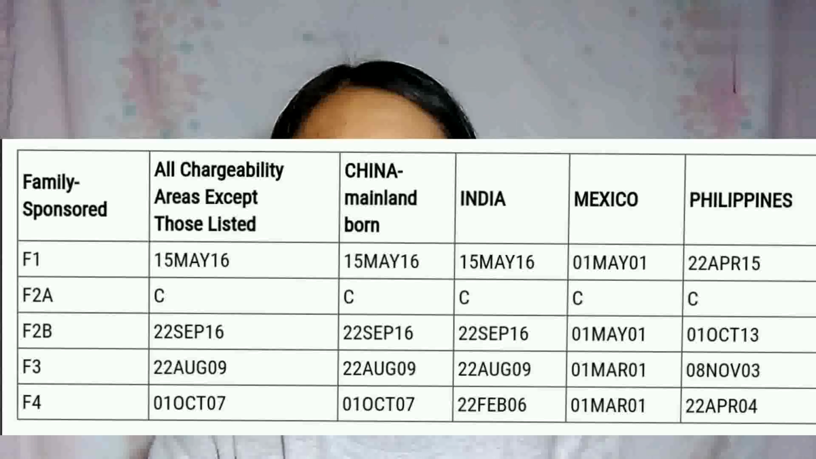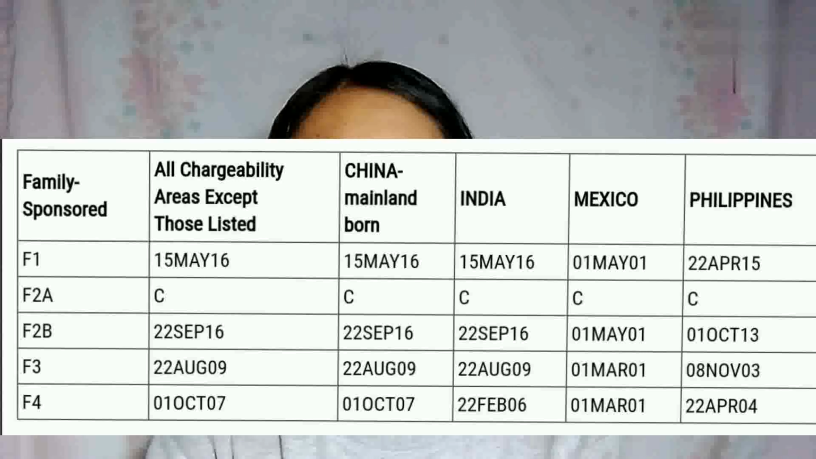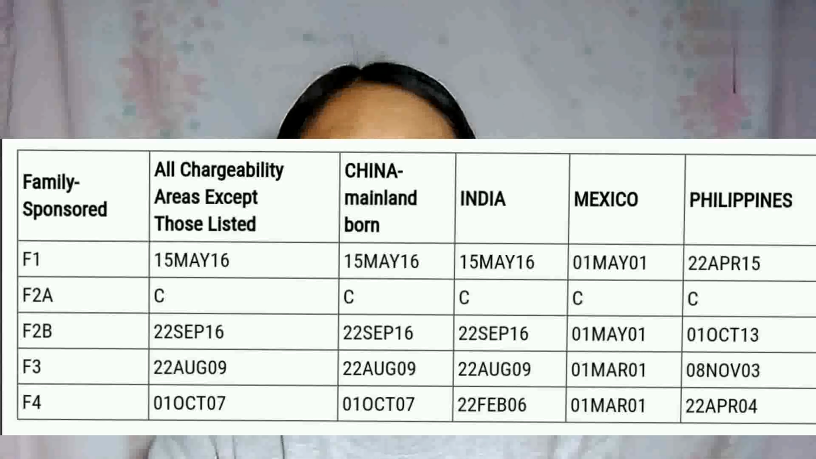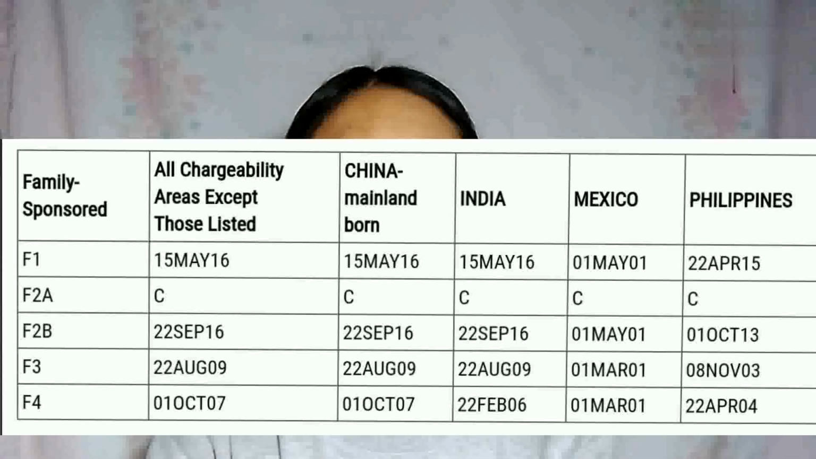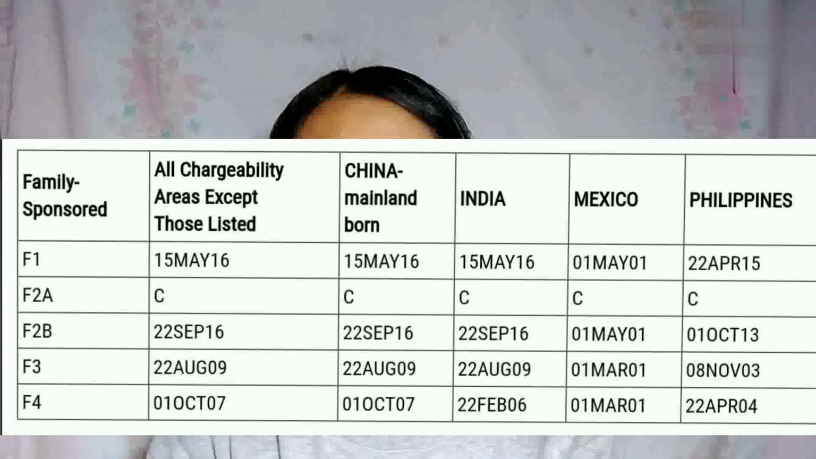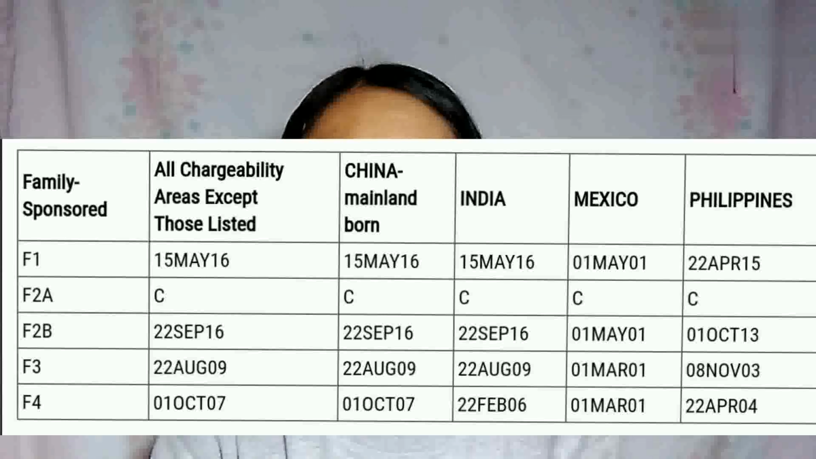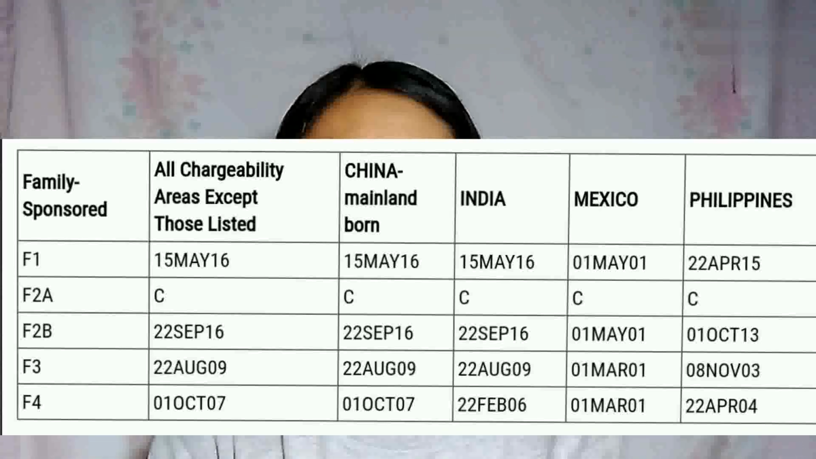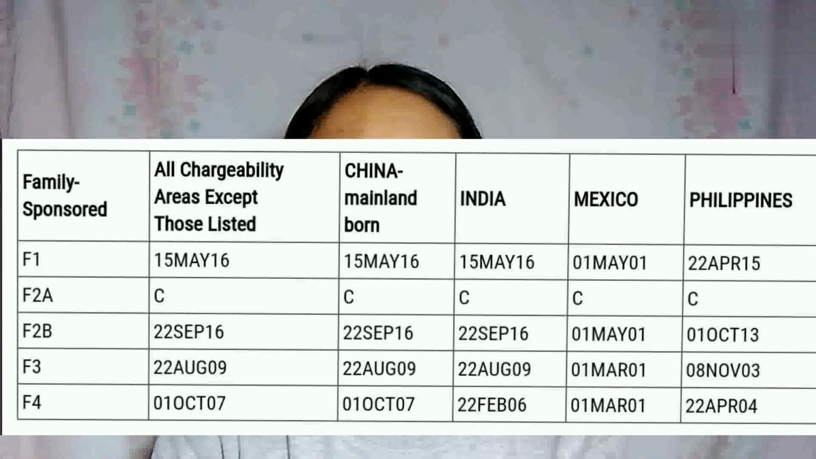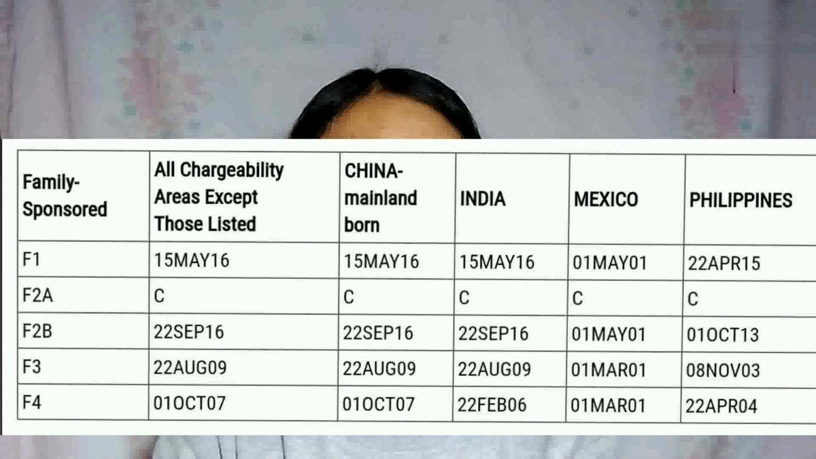And guys, for the F2A, all are current. All chargeability areas except those listed, current. China mainland-born, current. India, current. Mexico, current. And Philippines, current. For F2B, all chargeability areas except those listed, September 22, 2016. China mainland-born, September 22, 2016. India, September 22, 2016. Mexico, May 1, 2001, and Philippines, October 1, 2013.